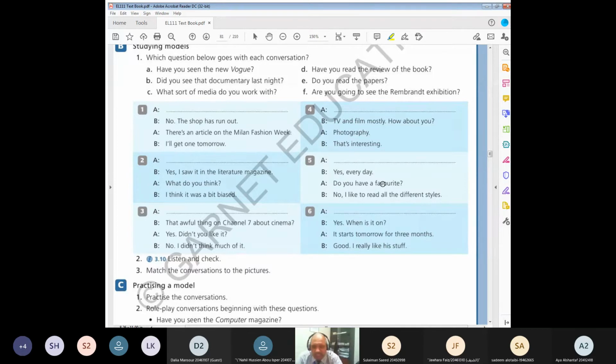Bias means that you're taking sides, either in a positive or a negative way. So you read the review and perhaps the writer of the review was biased. He says that it's a bad book, or he can say it's a good book. When you read it, you get to see whether it's objective.